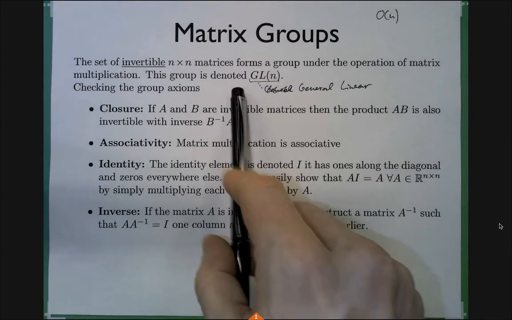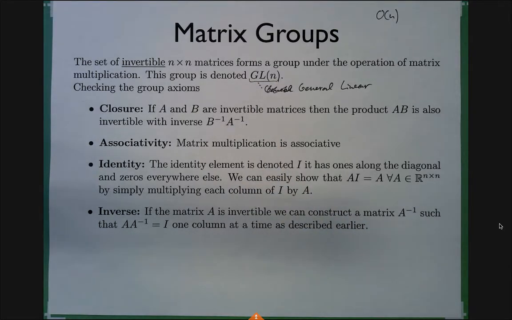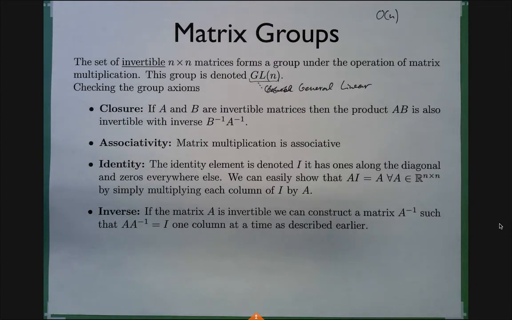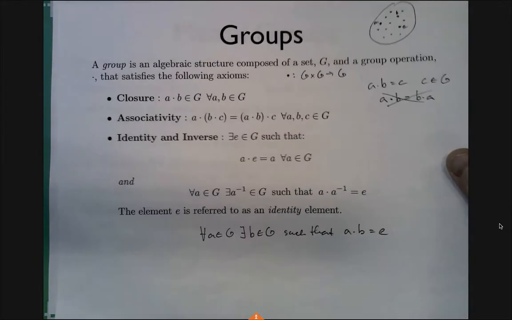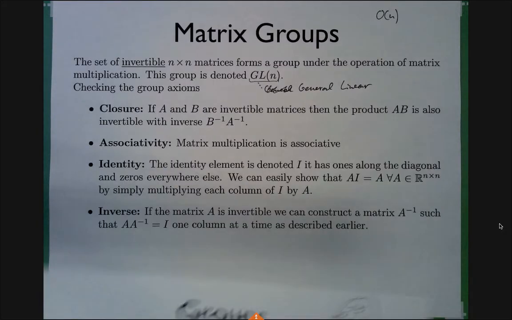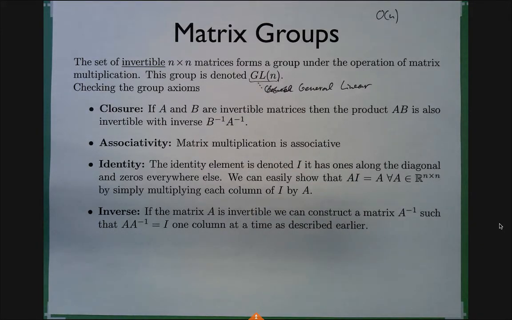So let's think about it. Let's convince ourselves that this indeed is a group with the operation of matrix multiplication. To make sure it's a group, we need to look at the defining properties of a group, right? All these three basic properties, and make sure that they are satisfied in our case, okay?